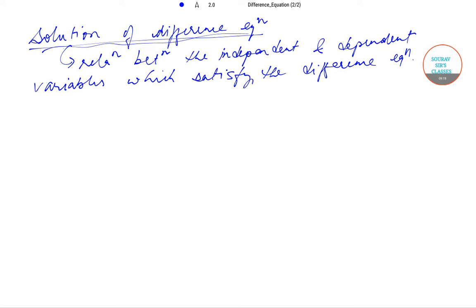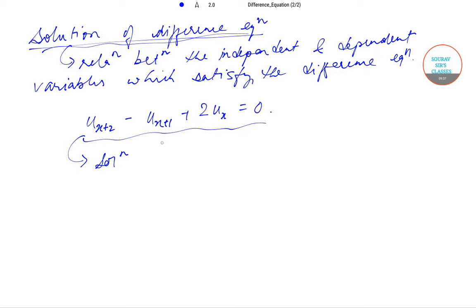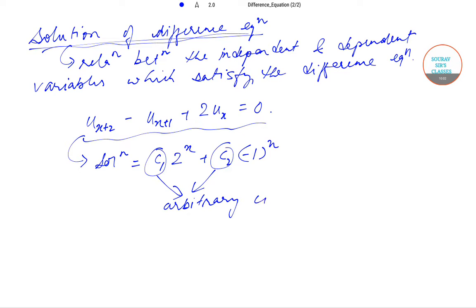Now we previously found out a difference equation example, which was u of x plus 2 minus u of x plus 1 plus twice of u of x is equal to 0. Now the solution of this difference equation is of the format c1 2 to the power x plus c2 minus 1 to the power x. As you can see over here, c1 and c2 are arbitrary constants.